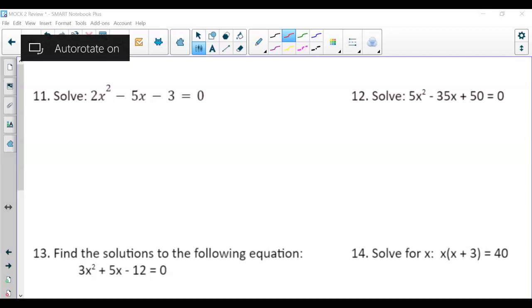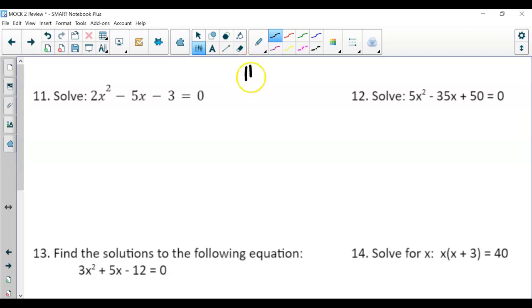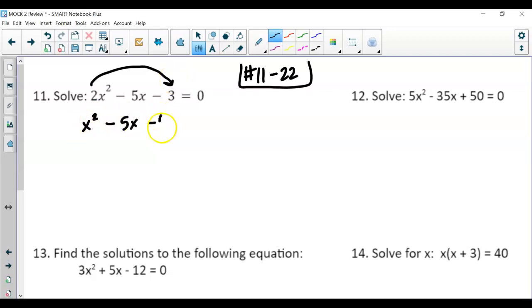And so now in this video for the Advanced Algebra Mock 2 review, I'm going over numbers 11 through 22. So continuing with solving the quadratics, now here, do we have a GCF? No. So we need to solve this one by doing bottoms up. So here we got x squared minus 5x minus 6 is now equal to 0.